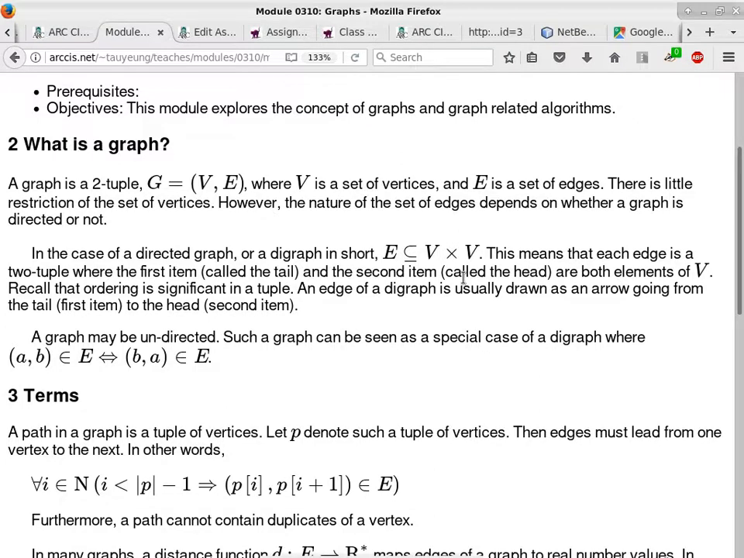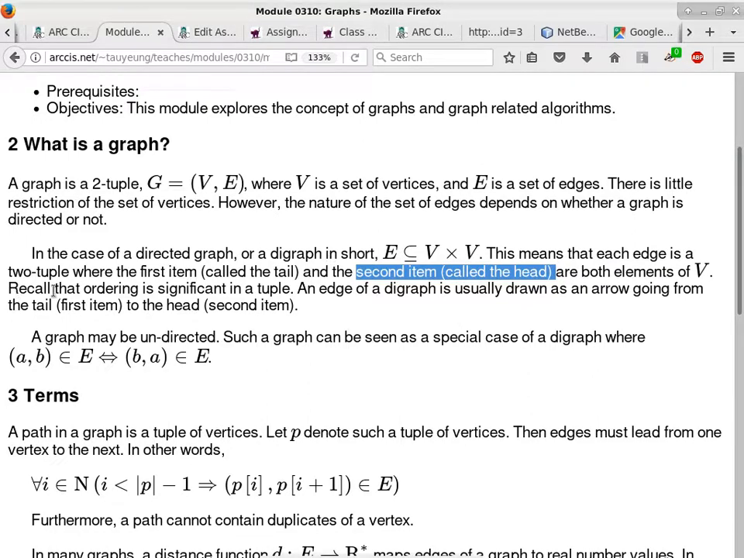What is interesting is that the first item is called the tail, and the second item in the two-tuple is called the head. Now this seems very reversed because we're starting from the first item and going to the second item, so how come the first item is called the tail? It's because of the way we draw an arrow. These terms, tail and head, refer to the tail of an arrow and the head of an arrow. So remember that when you look at the terms.